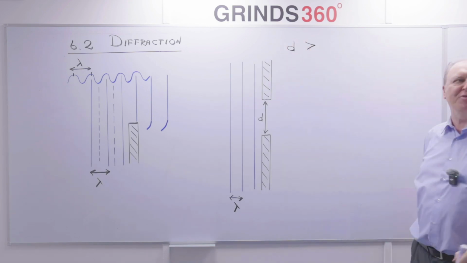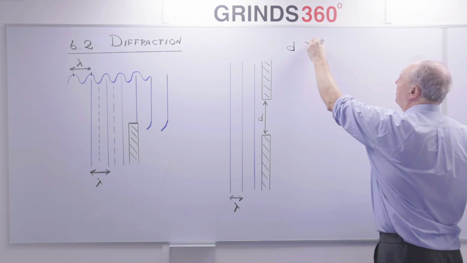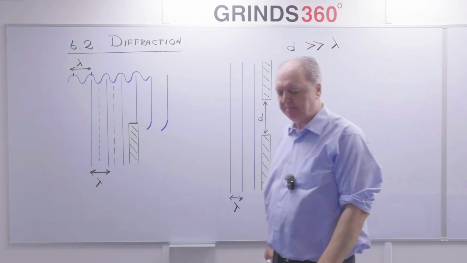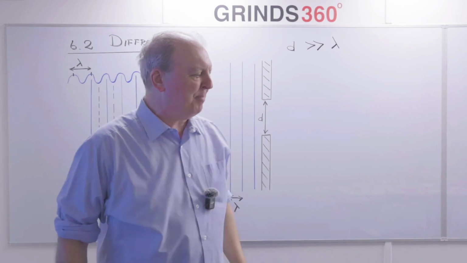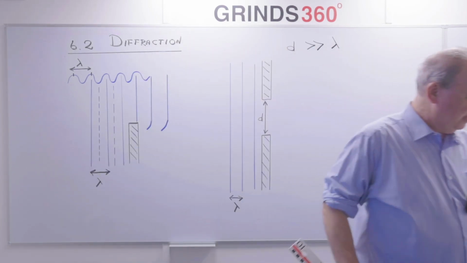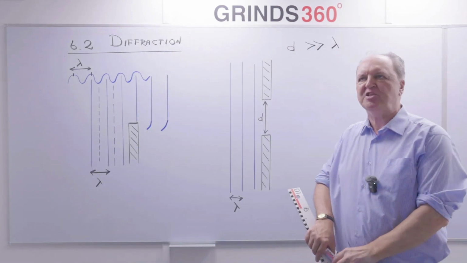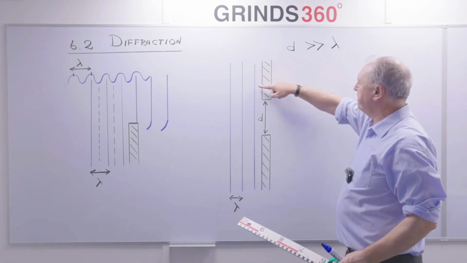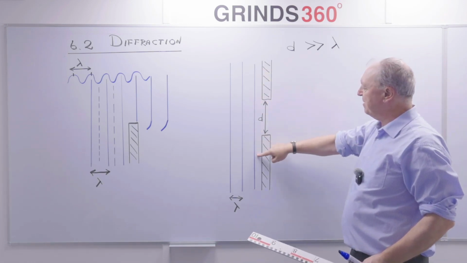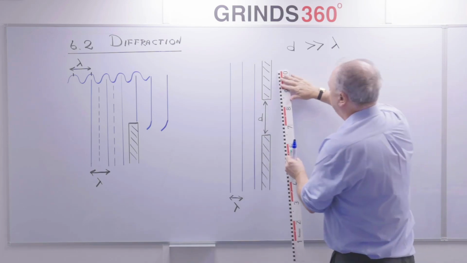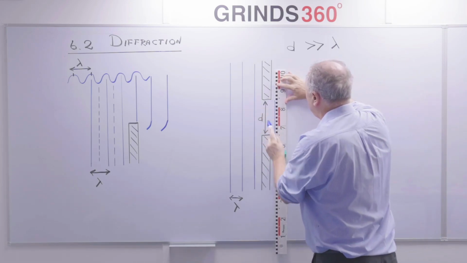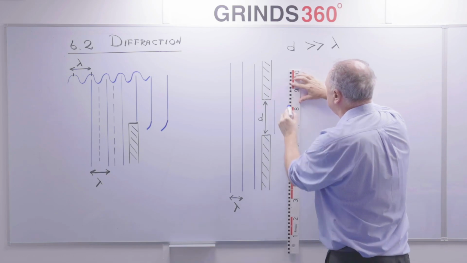In this particular example, you can see the size of the gap D is far greater, far greater than lambda. Now, when that happens, you do not get great diffraction. So once again, what happens? That part of the wave gets blocked, that part of the wave gets blocked, and the middle section is able to pass through. It'll pass through like this.